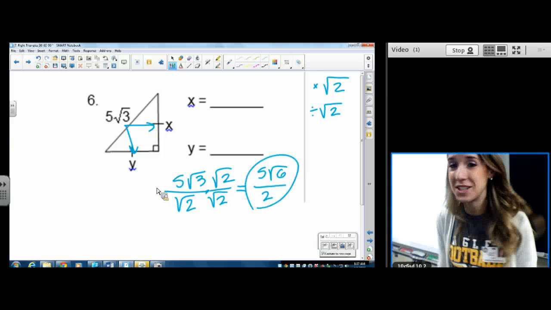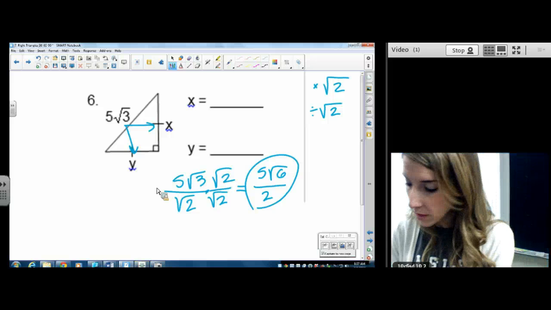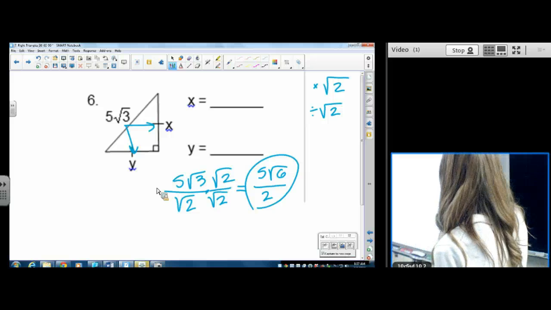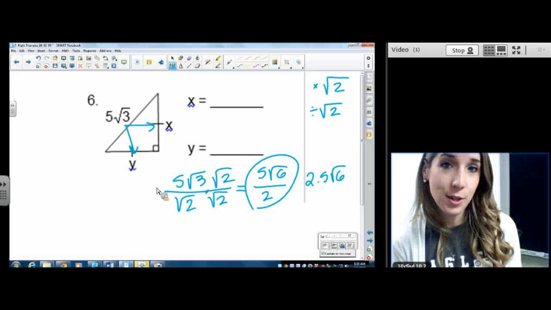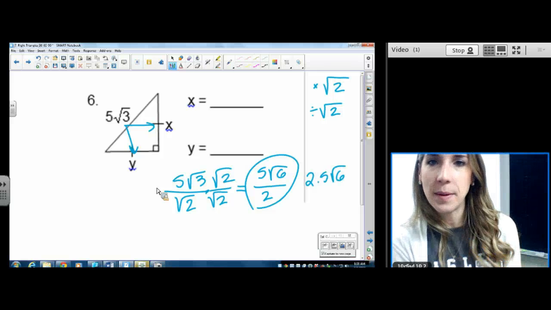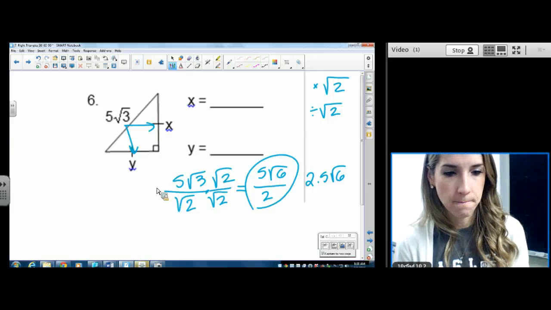This is an isosceles triangle. So once you find one leg, you have found both legs. Someone asked me if you're allowed to put 2.5 root 6. And I said, yes, you are allowed to, because 2.5 has an end. It's not a repeating decimal. It doesn't go on forever. So you're allowed to put that if you so desire.